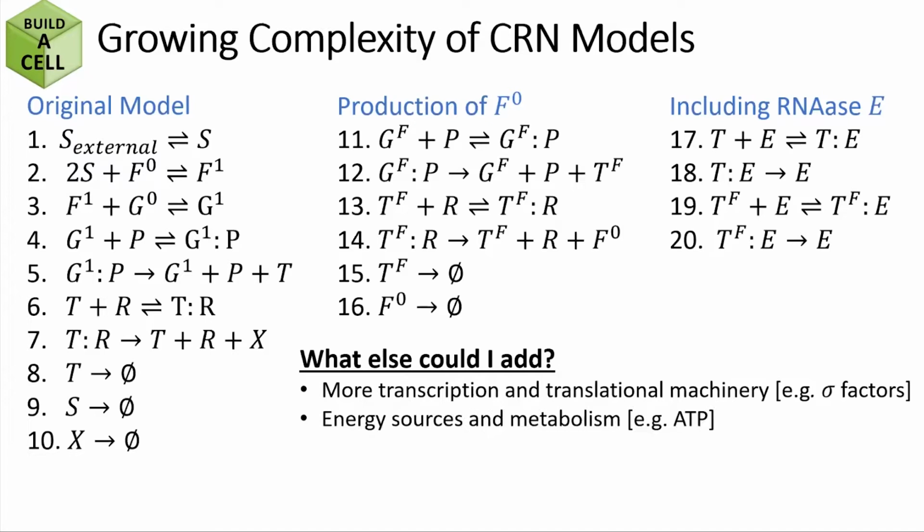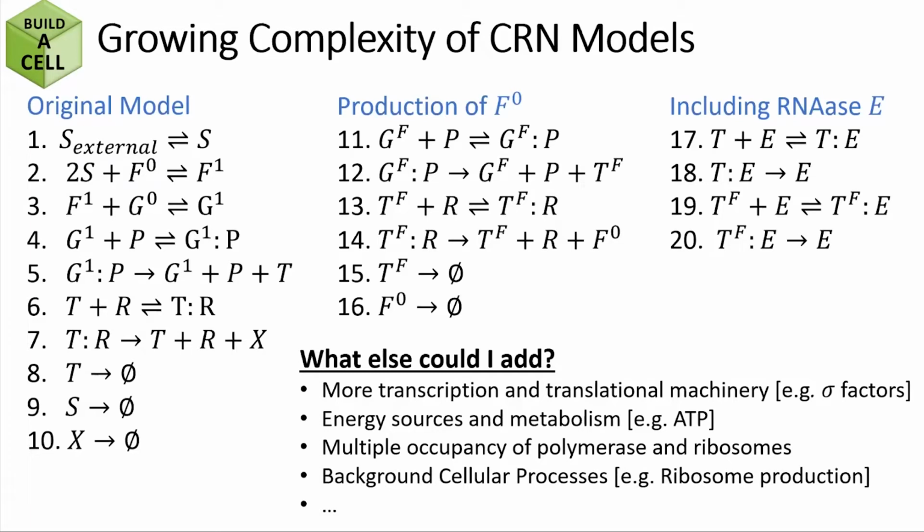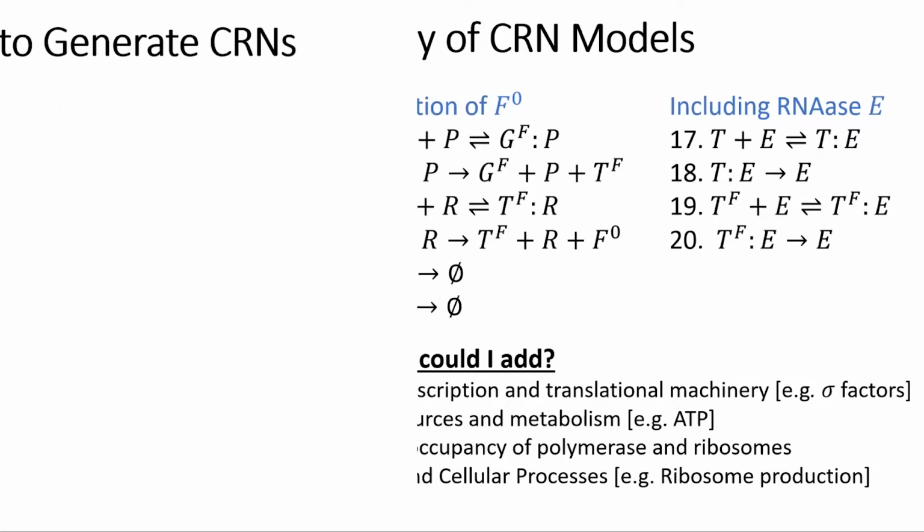I could add energy sources of metabolism like ATP and ATP regeneration, maybe the citric acid cycle, if I really want to go into detail there. I could add multiple occupancy of polymerases and ribosomes. So here I only allow one ribosome, say, to bind to a transcript, but in reality, more of them can bind at once. I can add background cellular processes. The ribosomes are actually being produced, and maybe those transcripts somehow interfere with everything else, and I can go on. The complexity of chemical reaction network models, when you start trying to make them accurate, grows very, very quickly.